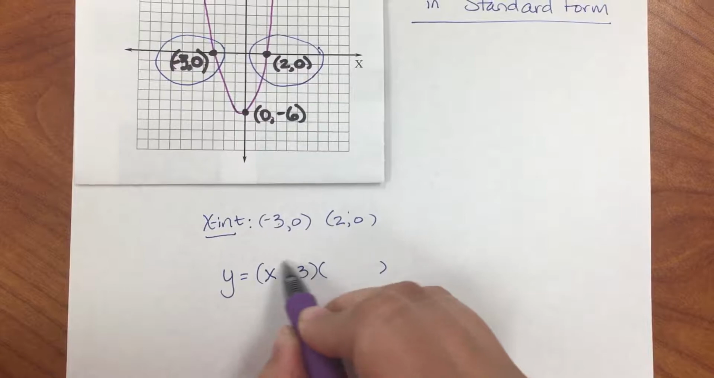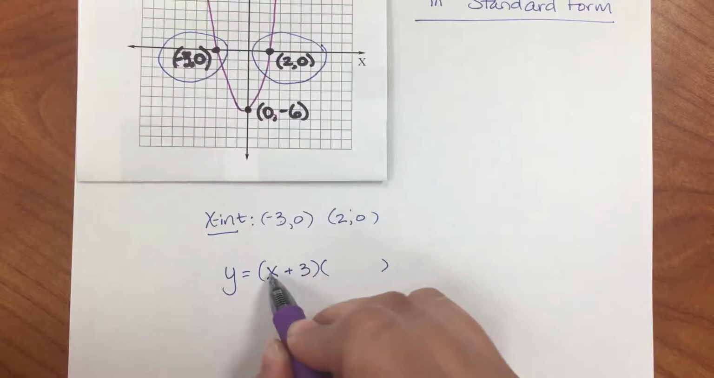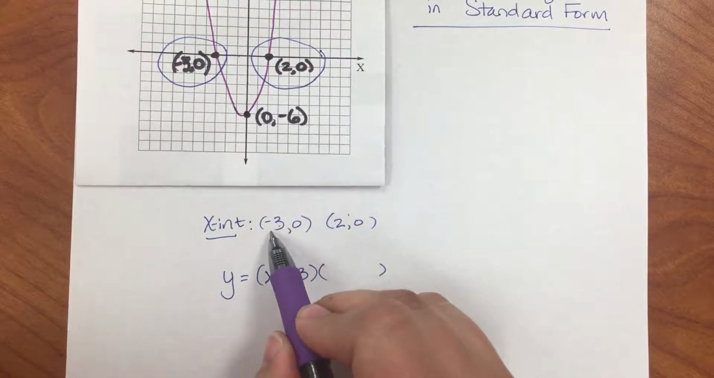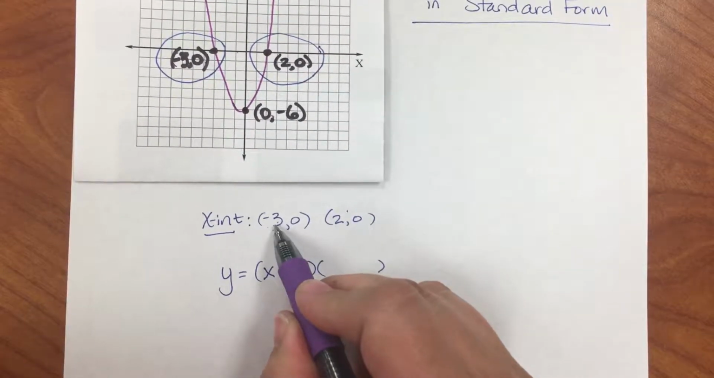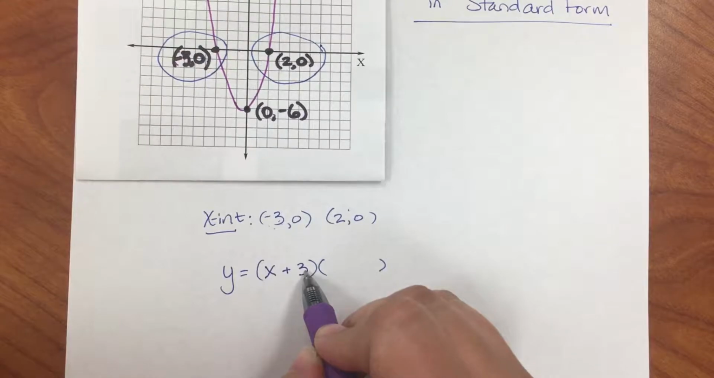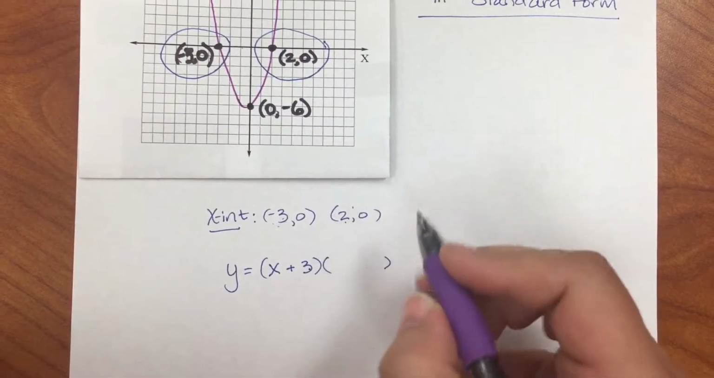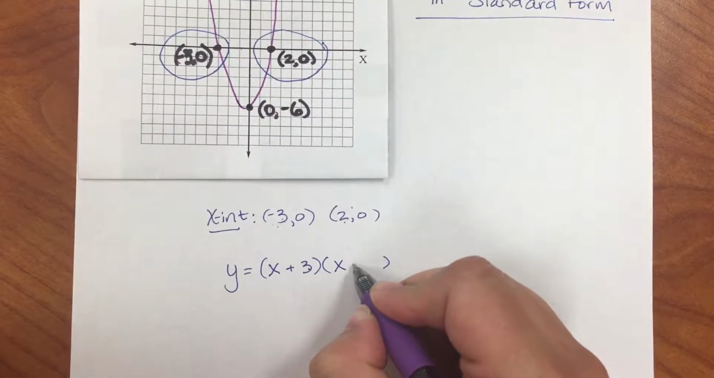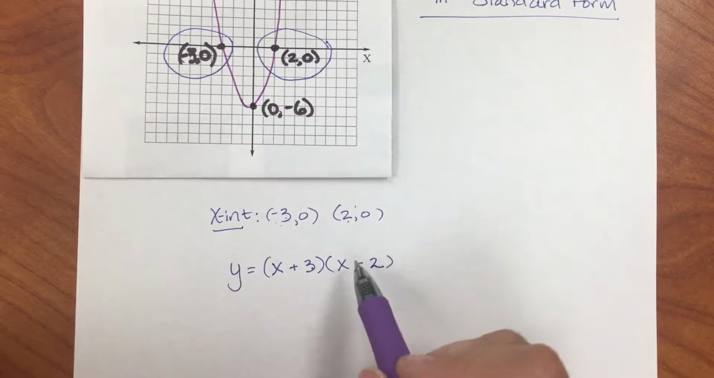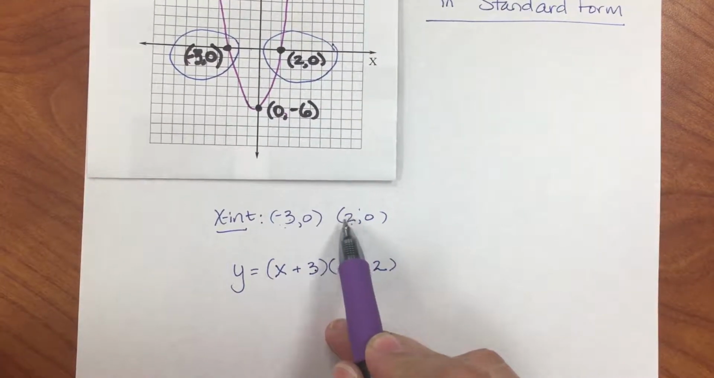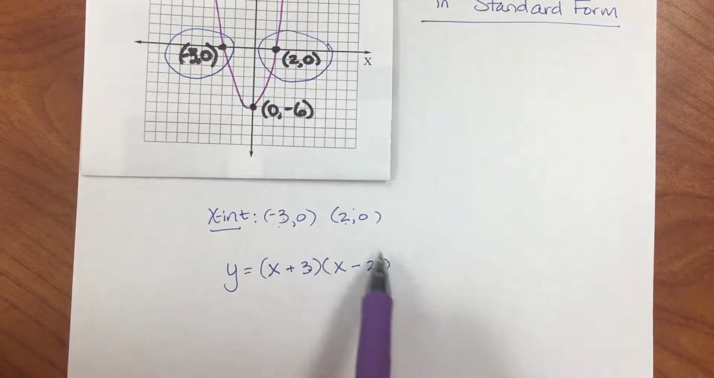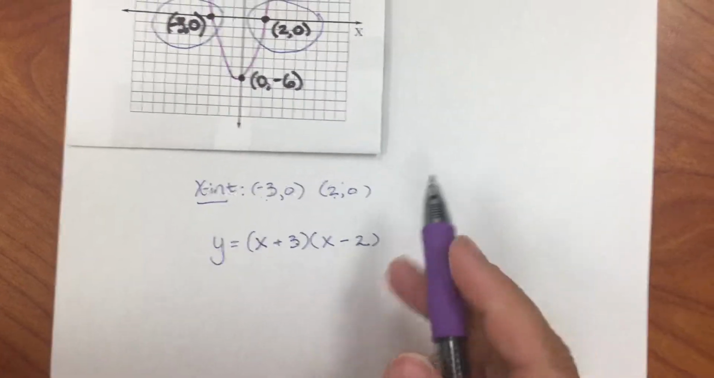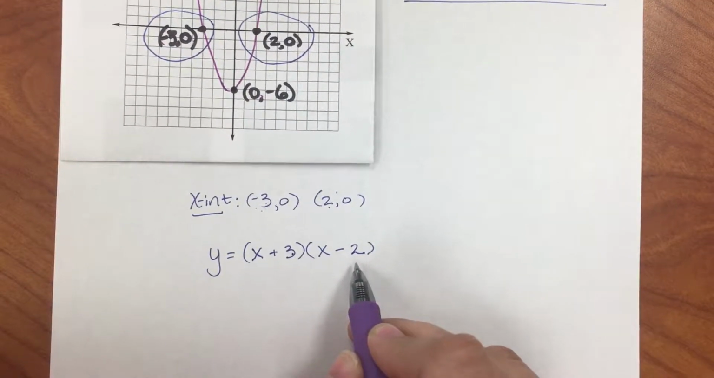So the expression that goes inside the parenthesis is going to be x plus the opposite of whatever my x-intercept is. Since I had -3 here, I would have +3 here. Since I have +2 here, I'm going to do x minus 2. Now remember, since these are the x-intercepts, if I plug them into my factored form, I should get 0 for each parenthesis. Now I have my equation in factored form.